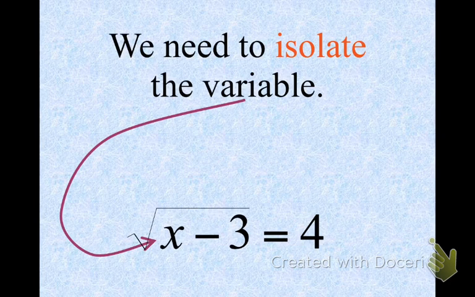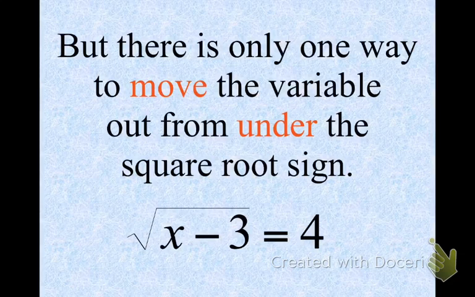So the main thing is we need to isolate the variable, and usually we use x or any other variable, but again, the goal is to isolate the variable. But with radical equations, if there is an x inside the radical, we also have to eliminate the square root. But there's only one way to move the variable out from under the square root sign. So one more time, there's only one way to move the variable from under the square root sign. And how do we do that?